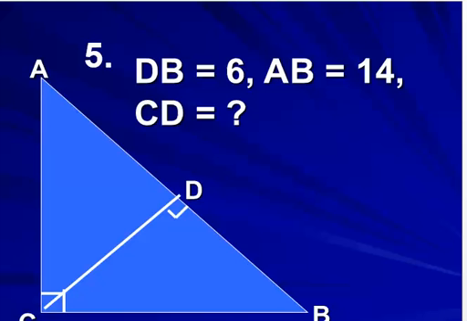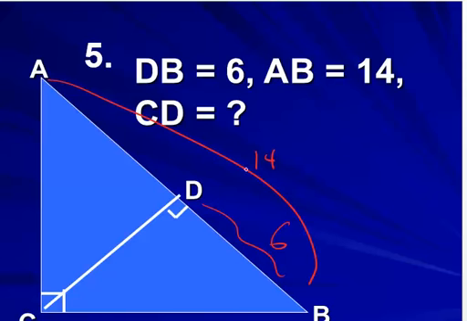Number 5, DB, hypotenuse segment 2, is 6. AB, the entire hypotenuse, is 14, and CD is missing. Now, the altitude is the geometric mean, so I'm going to put my x's in for my mean, of the 2 pieces of the hypotenuse. So no matter what, you need to have the hypotenuse segment 1 and the hypotenuse segment 2. I know hypotenuse segment 2 is 6. To find 1, I'm going to take the whole 14 minus 6 and use an 8.